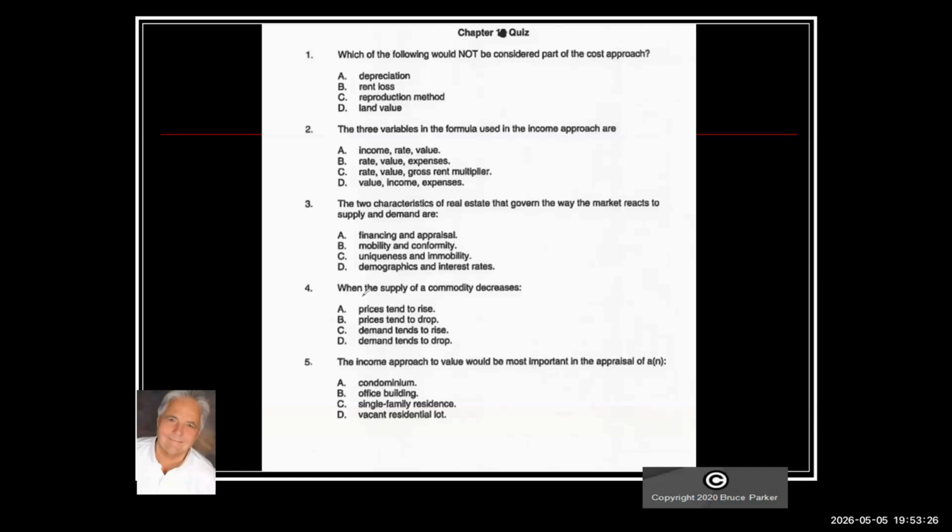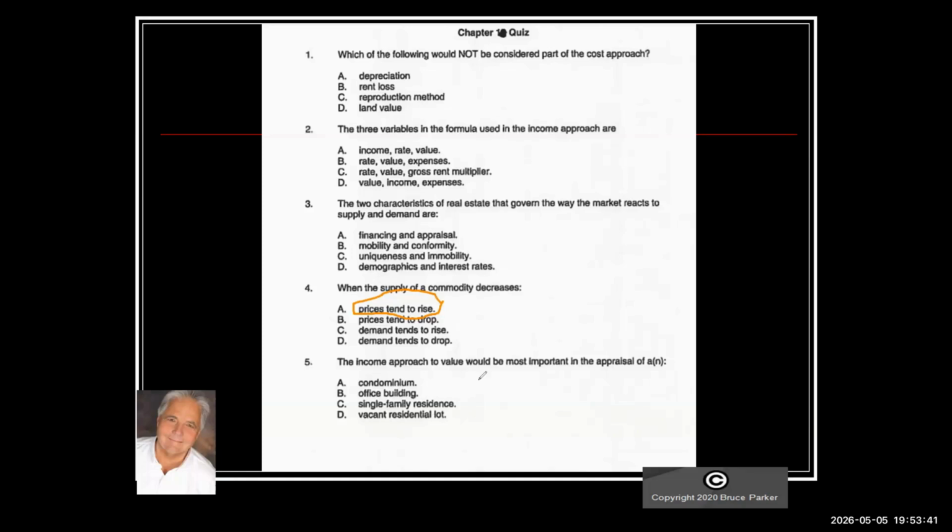Which brings us to 4, when the supply of a commodity like houses decreases. Right now, the number of houses on the market is decreased. What happens to value? Prices tend to rise, and they're rising because there's nothing on the market.